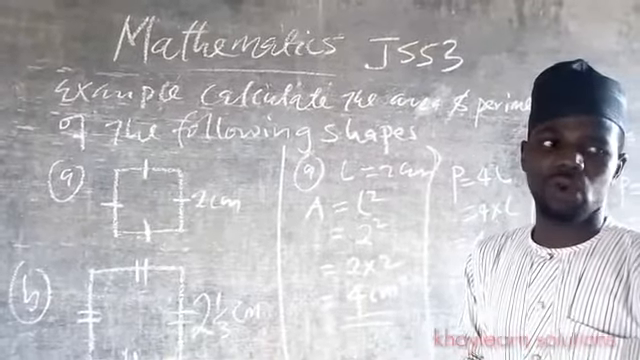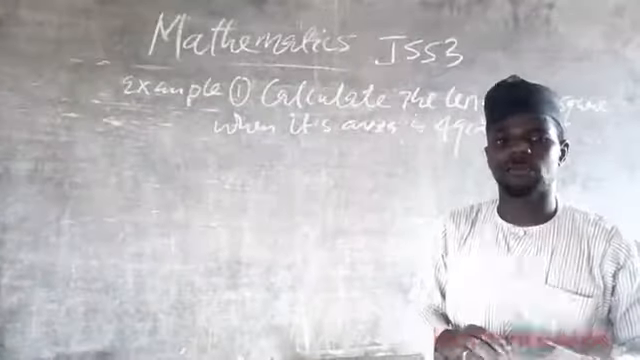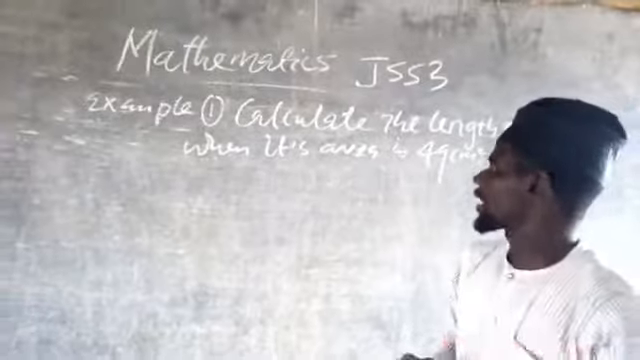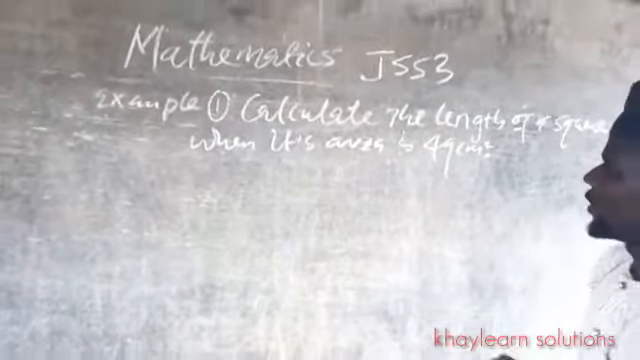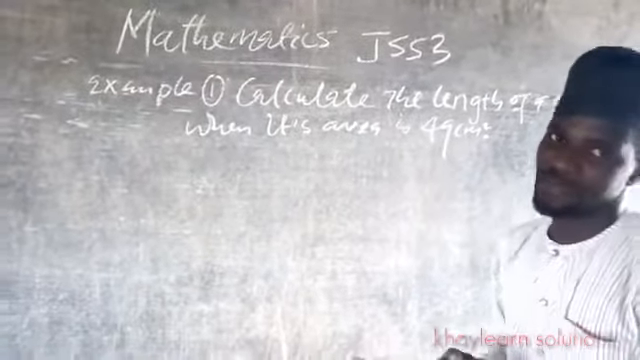Let's see how we can find one or two examples again. We're into the second example, and the second example says: calculate the length of a square when its area is 49 centimeters squared.